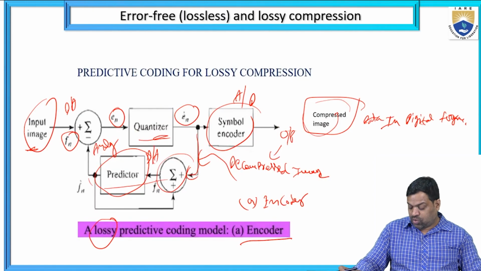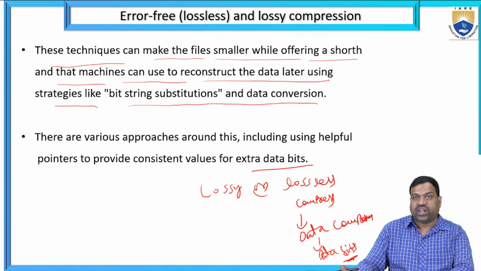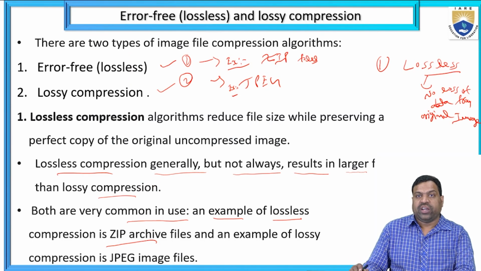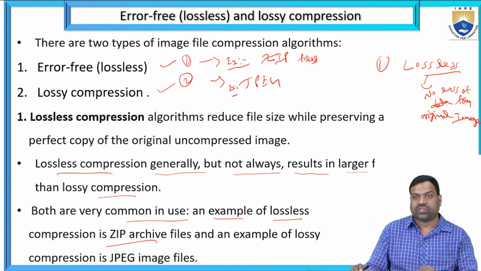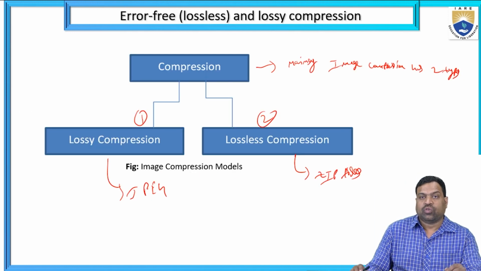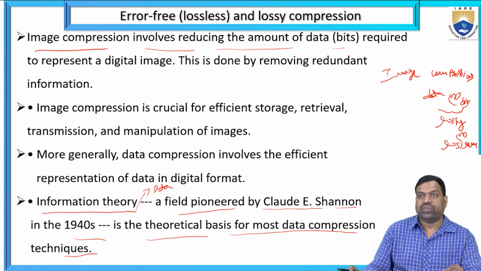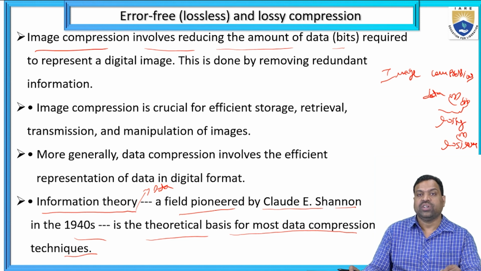These are the references. So here today we discussed lossy and lossless data compression. Lossless is nothing but error free. Lossy means maybe an error is there, and due to that reason the data may be lost. So compression techniques are of two types: lossy compression and lossless compression. Image compression involves reducing the amount of data bits required to represent a digital image. This is done by removing redundant information. Image compression is crucial for efficient storage, retrieval, transmission and manipulation of images. More generally, data compression involves the efficient representation of data in digital format.